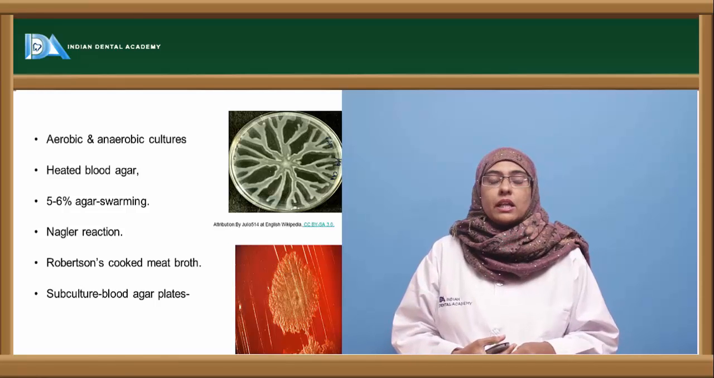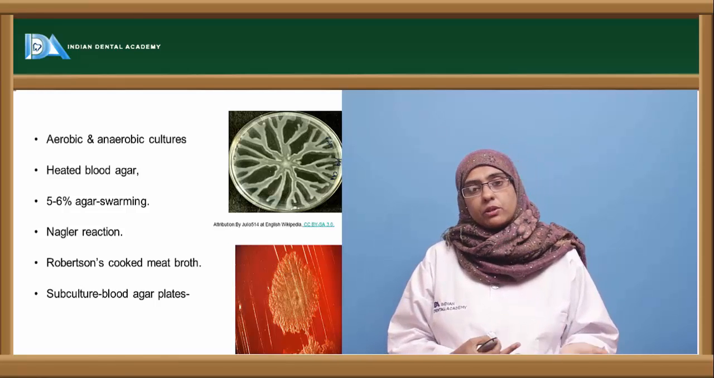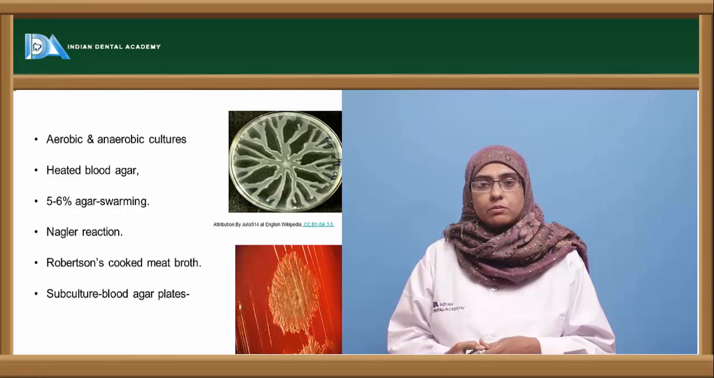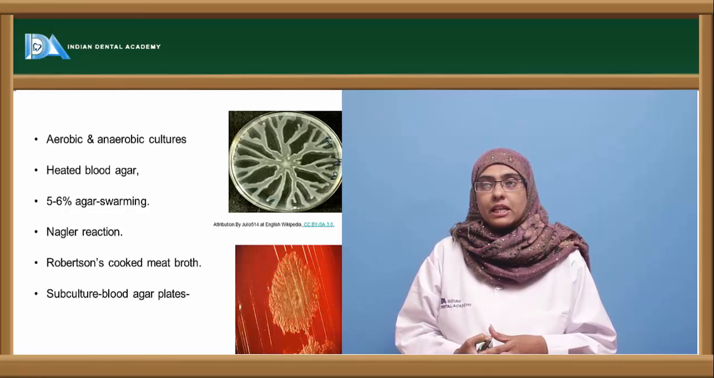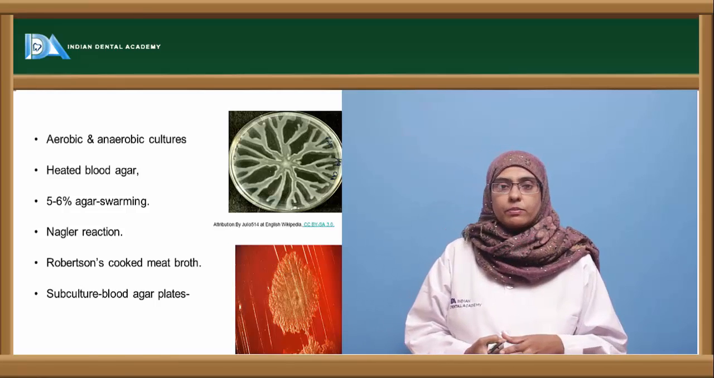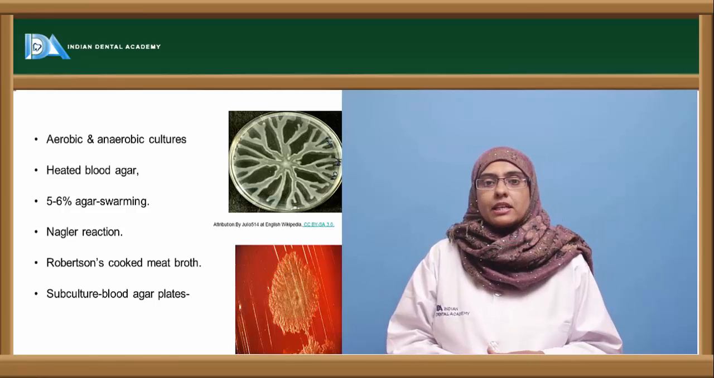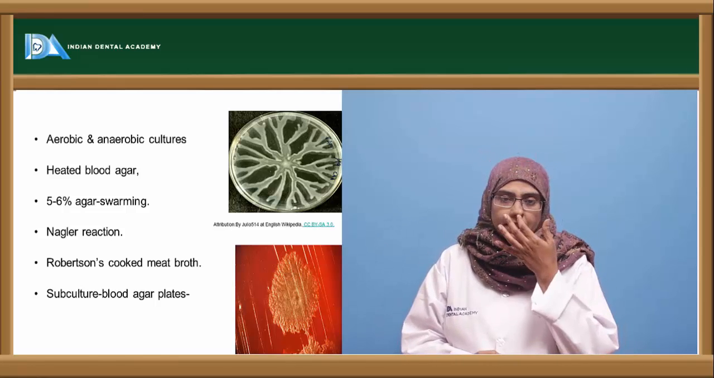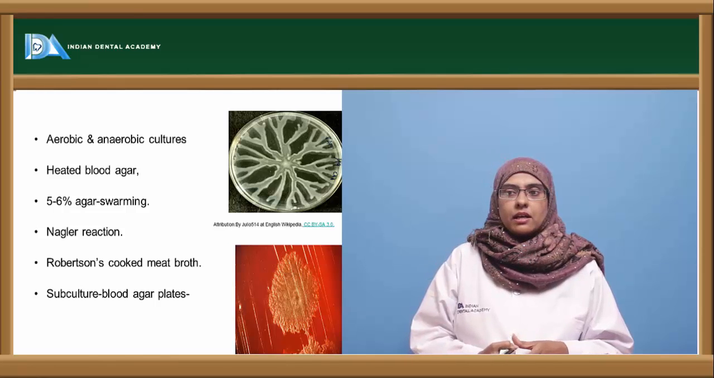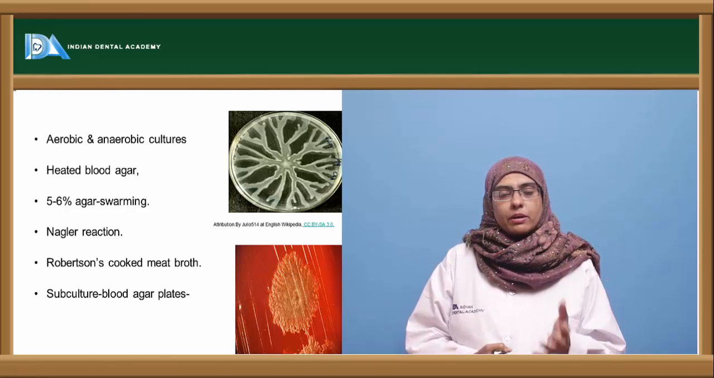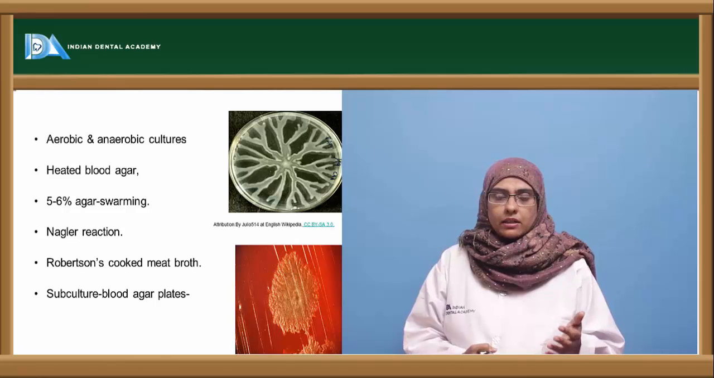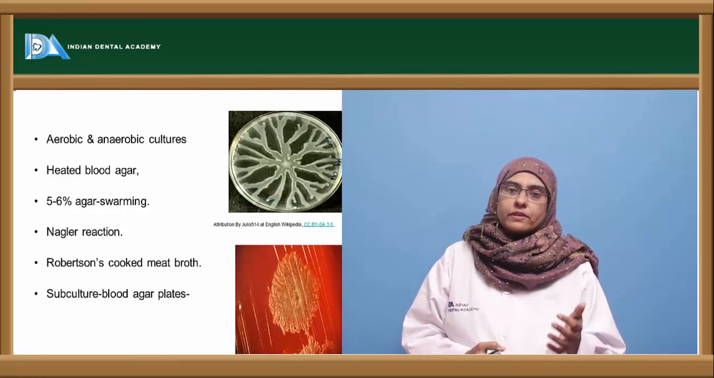Because the wound infection can be caused by both aerobic as well as anaerobic groups of organisms, both types of cultures have to be inoculated, and in the case of anaerobic culture, anaerobic culture techniques have to be used, and the medium that is used is heated blood agar, and you have to incorporate about 5 to 6% of agar in order to prevent the swarming of the organism.